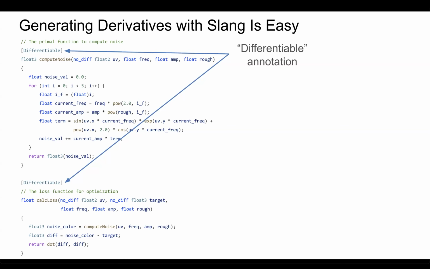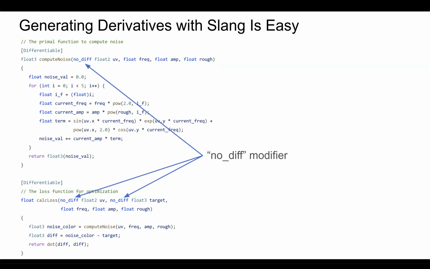And the target parameter being passed into calc loss is the ideal result value that we're trying to guide our function towards. So we also don't want or need to generate any gradients for that. So the no diff modifier here lets us tell the compiler that it can leave those parameters alone. So with just those two small changes, we can call the backwards diff function.